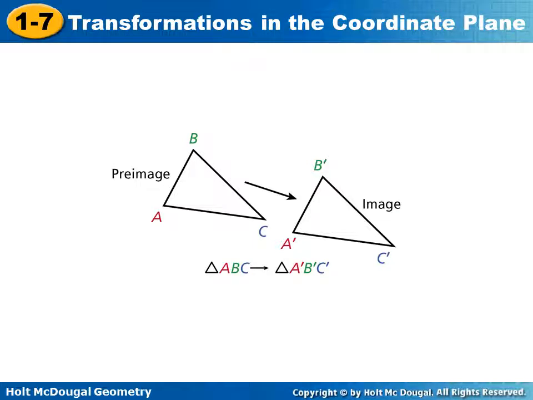So here we have some triangles. That little triangle sign in front of the letters means that you're labeling a triangle. So triangle ABC is transformed, we use the arrow, into triangle A prime, B prime, C prime. And you can see how A moves to A prime, B moves to B prime, and C moves to C prime. And this would be a translation because we're just moving it over and down a little bit.